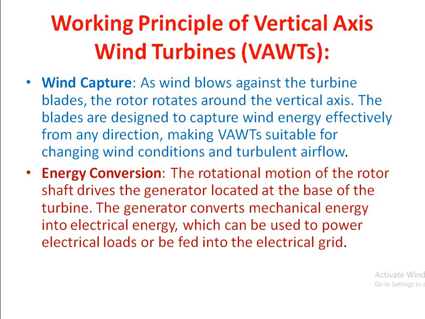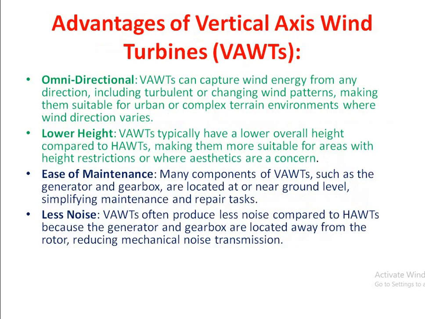So the working principle, as we have discussed in detail, we can see here. First of all is the wind capture. As wind blows against the turbine blades, the rotor rotates around the vertical axis. The blades are designed to capture this wind energy effectively from any direction, making this turbine suitable for changing wind conditions and turbulent airflow. Then comes the energy conversion. The rotational motion of the rotor shaft drives the generator located at the base of the turbine. The generator converts this mechanical energy into electrical energy, which can be used to power electrical loads or be fed into the electrical grid.